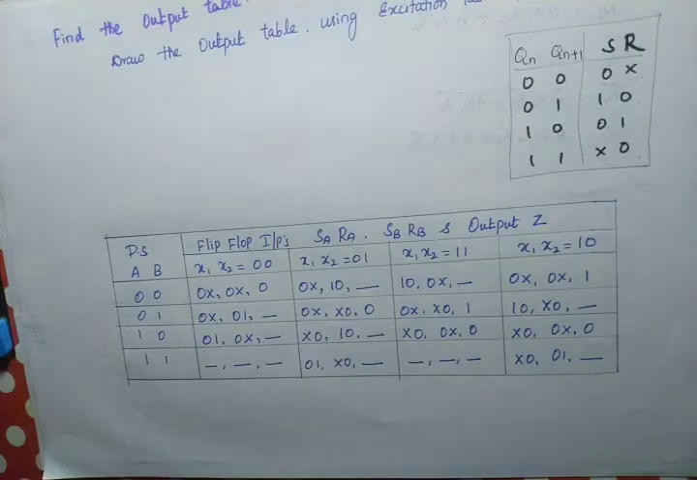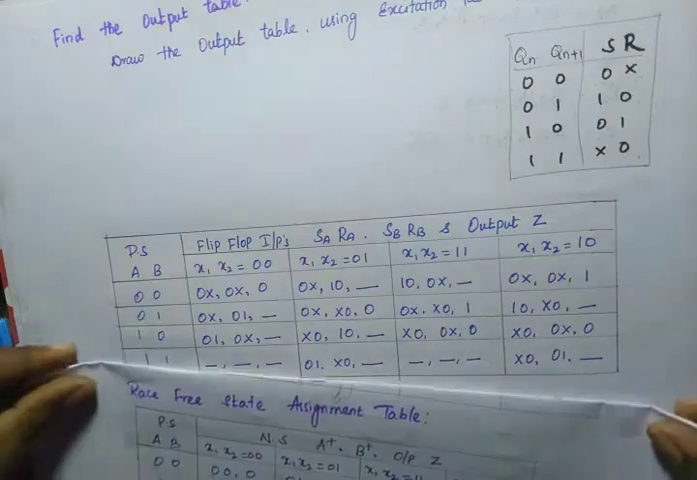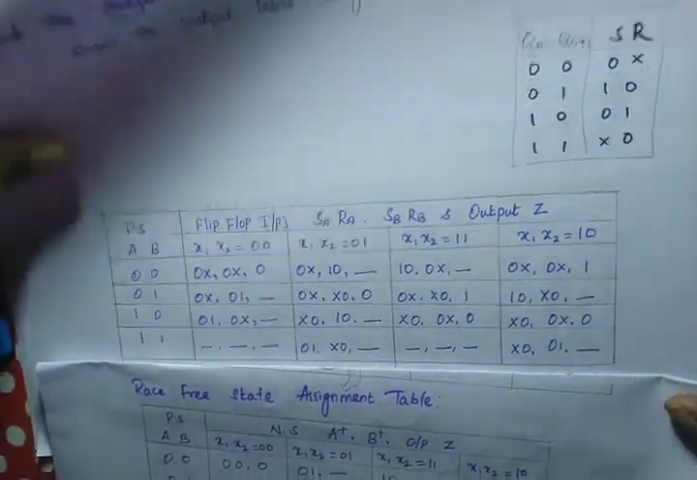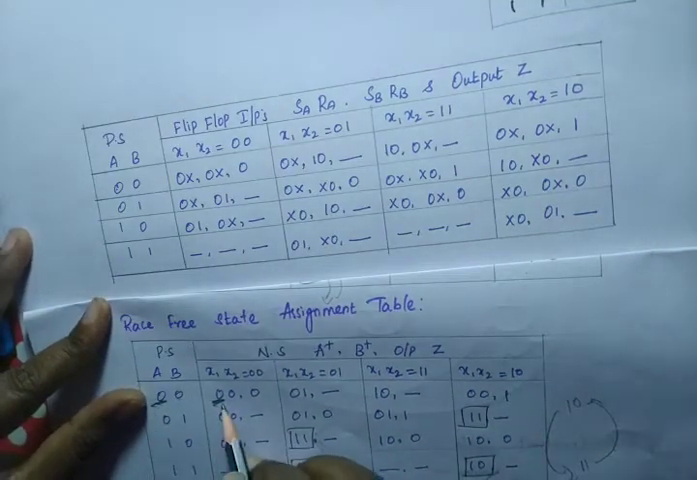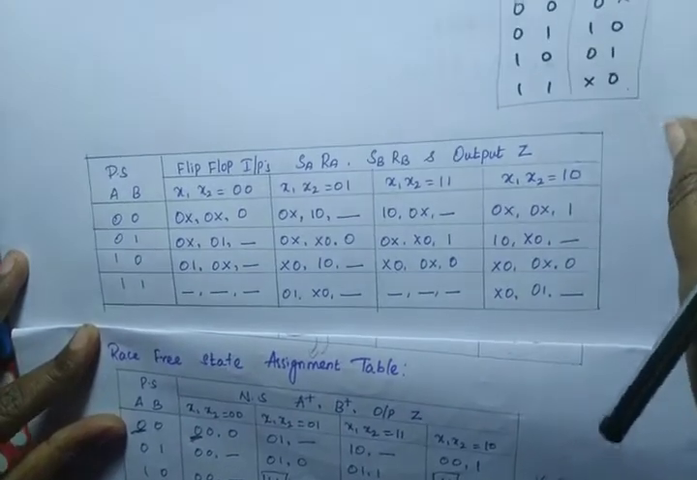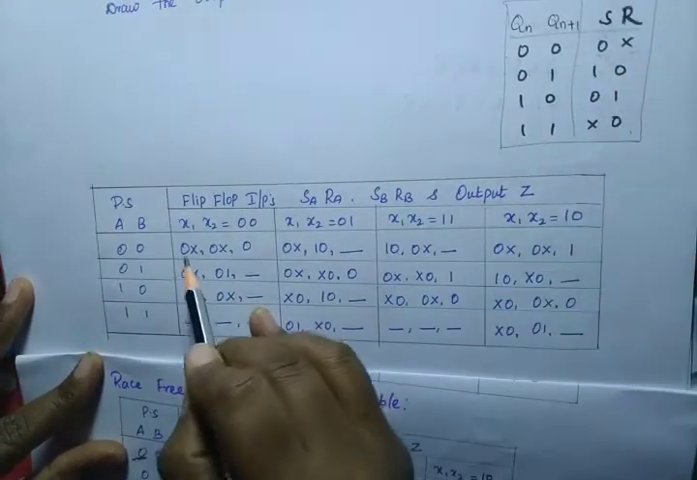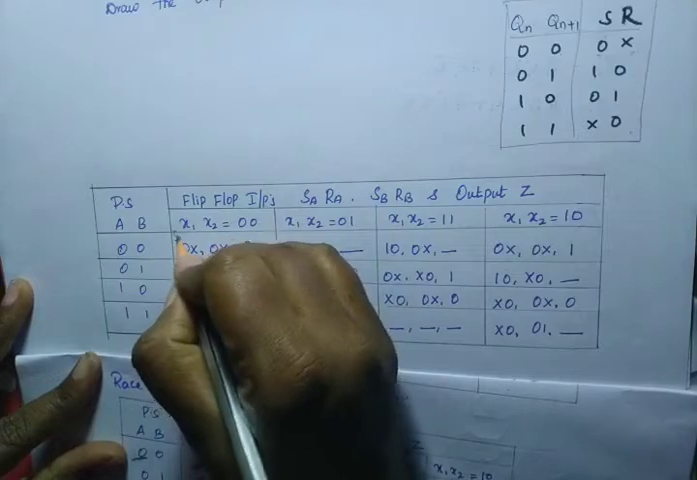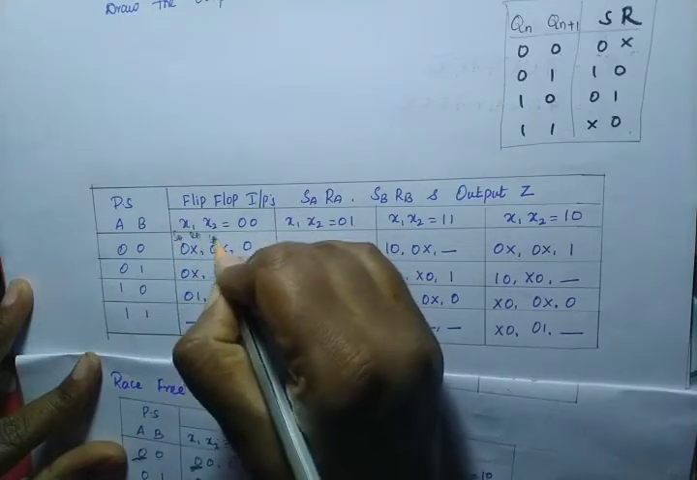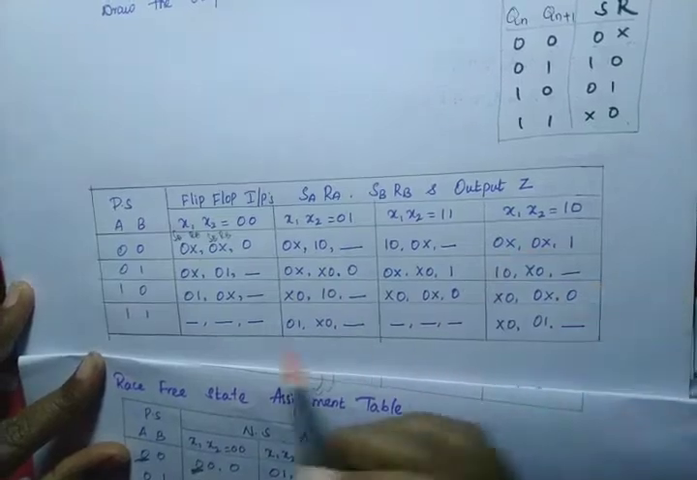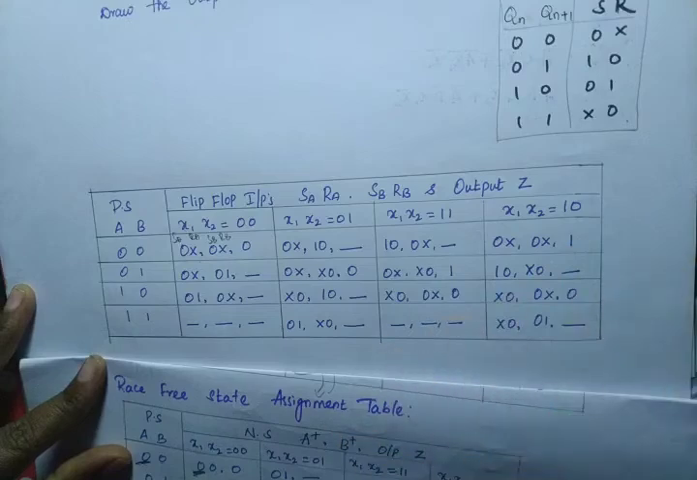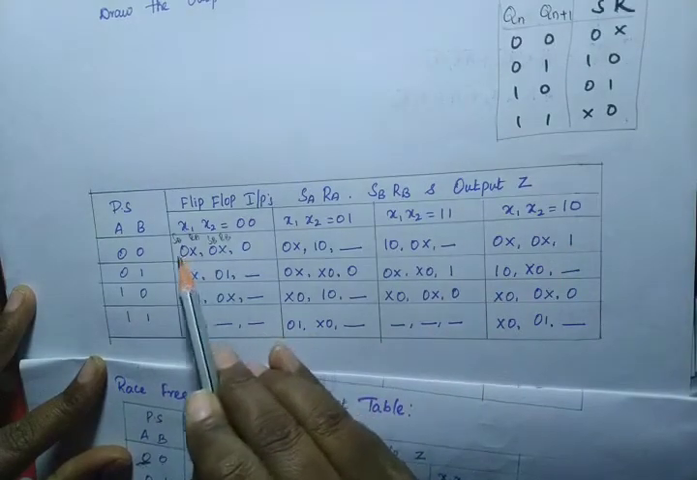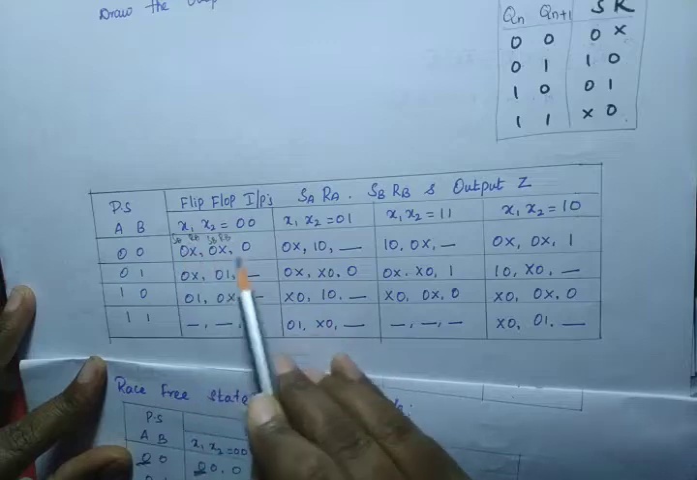Now let us take this race-free state assignment table and compare. If our present state is 0 and next state is 0, what is SR? SR is 0x. This is SA RA, and this is for SB RB. So we are going to use 2 flip-flops, one is the A flip-flop and another is the B flip-flop, because we have only 2 state variables. This is SR flip-flop 1, this is SR flip-flop 2.